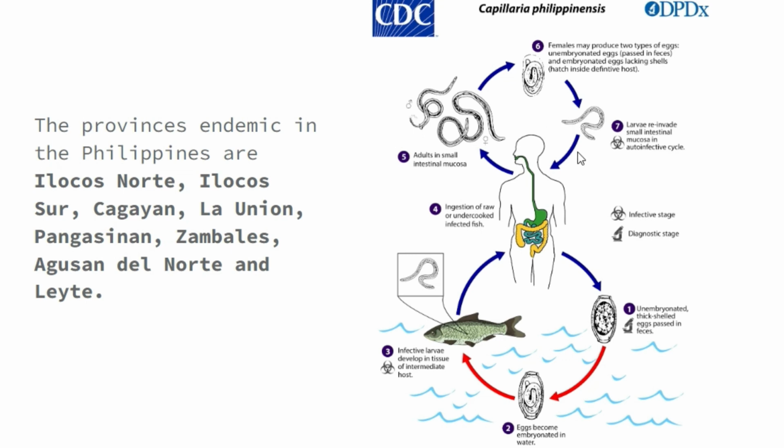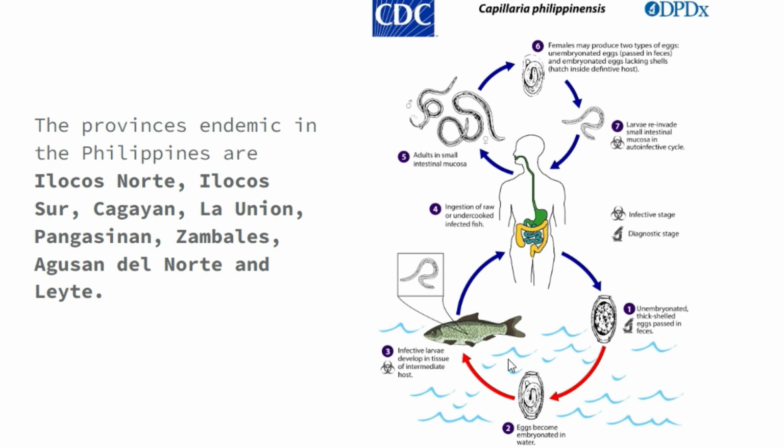Okay, so here we have naman next is the life cycle. So here, the unembryonated thick-shelled eggs passed in the feces, lalabas po sa feces. And then yung feces natin can reach different bodies of water like yung mga ilog-ilog. And then once po na napunta po sa tubig ang ating egg, they become embryonated. So yun po yung eggs again. Eggs become embryonated once it touches the water.